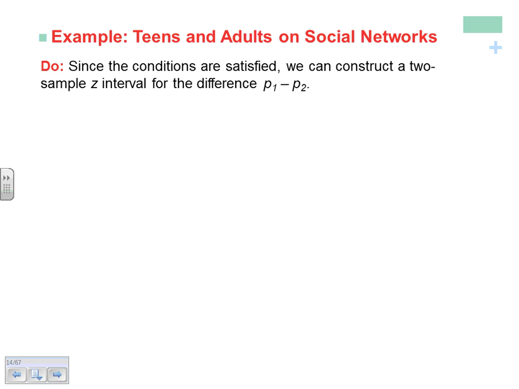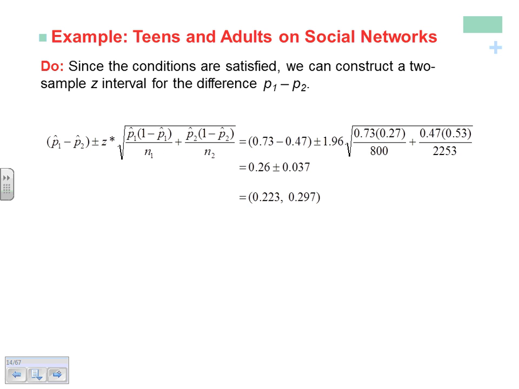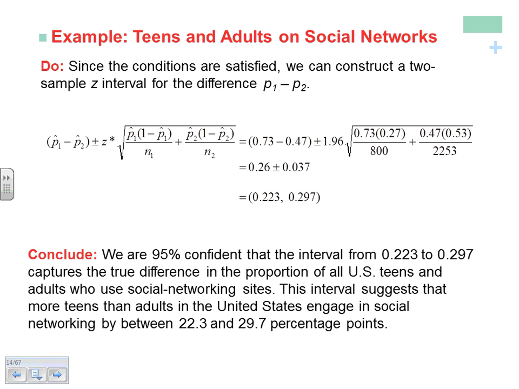So now we're going to construct our interval. We can do our p sub 1 hat minus p sub 2 hat. 95% would give us a z-score of 1.96. And our standard error here is 0.73 times 0.27 over 800 plus 0.47 times 0.53 over 2,253, all square rooted, and simplify that down. And there is your confidence interval. So we are 95% confident that the interval from 0.223 to 0.297 captures the true difference in the proportion of all US teens and adults who use social networking sites. Okay.